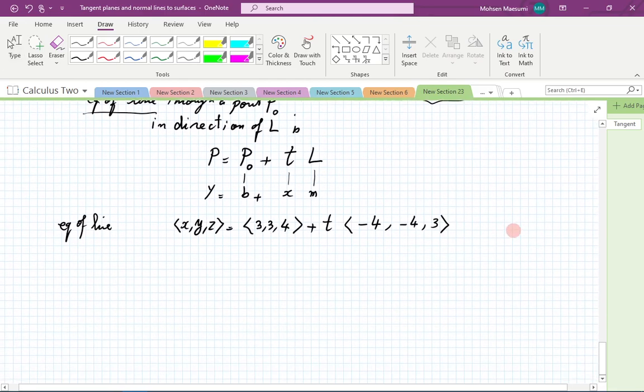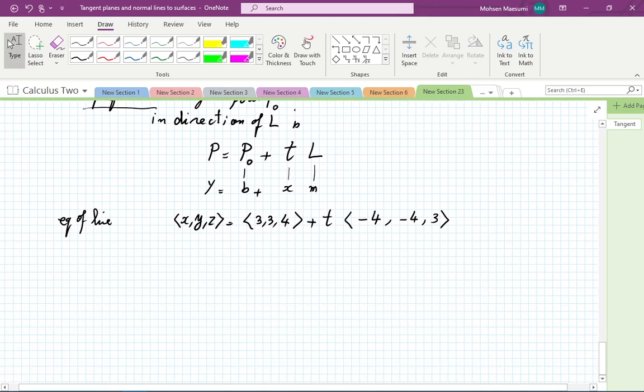Now, this is called the parametric equation, or sometimes the vector equation of the line. There are different styles of writing it. One is the parametric form. The first is equal to the first plus t times minus 4. The second is 3, again minus 4t. Z starts at 4, its multiple is 3.